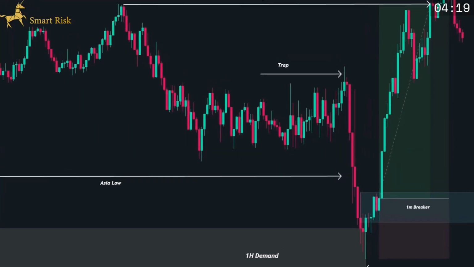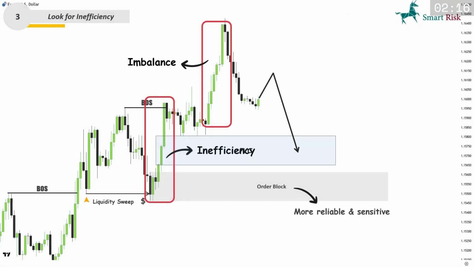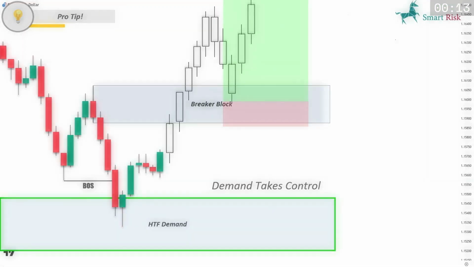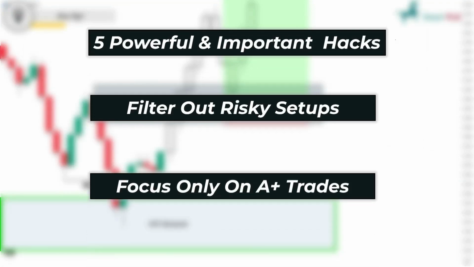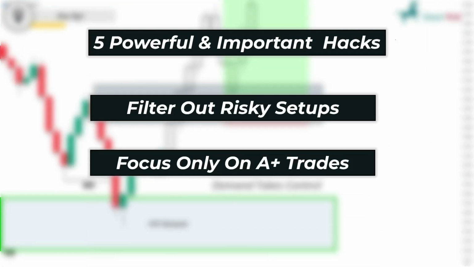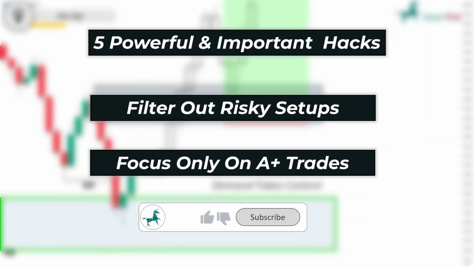It rewards better filters. That's exactly why in today's video, I'm going to show you 5 powerful hacks that I personally use to filter out risky setups and focus only on A-plus trades. By the end of this video, you'll stop chasing every setup and start trading only the ones that actually matter.